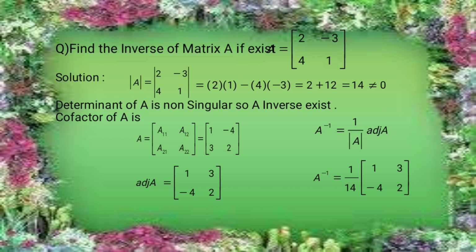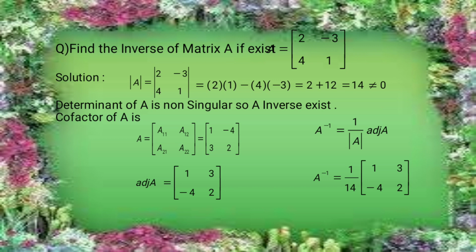Now find out the inverse of the same matrix. To find the inverse of a given matrix, we must know the determinant value. If that determinant value is not equal to 0, then only A inverse exists. So first calculate the determinant of A. Take the cross multiplication of the values of the matrix.